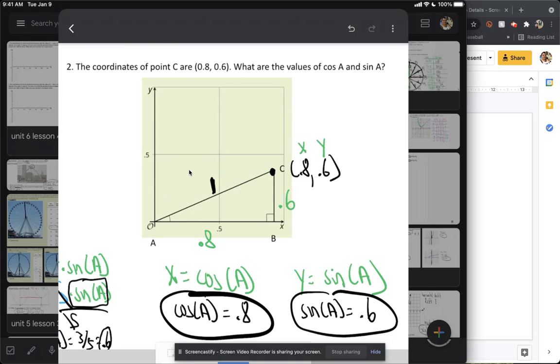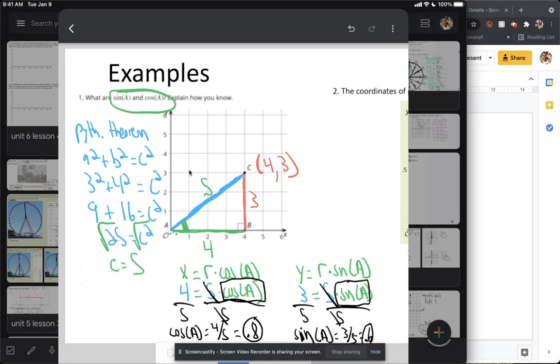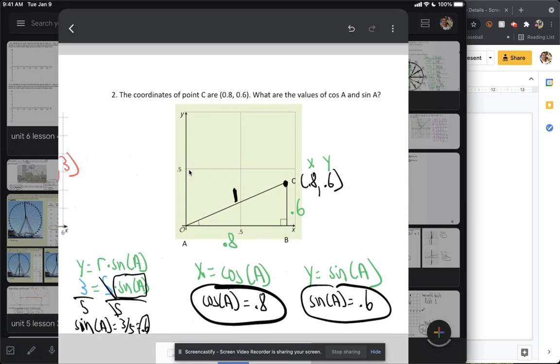Okay. So you can see the problem is actually a lot easier if I know it's a unit circle. If it's not a unit circle, I have to do it like I did here. Still not as bad, but I have to do a little bit of extra work here.